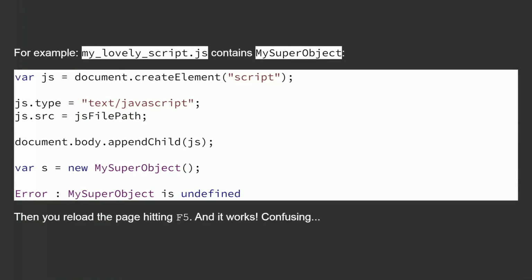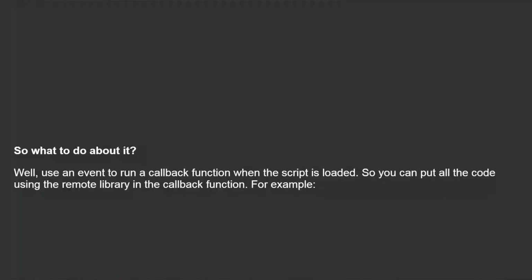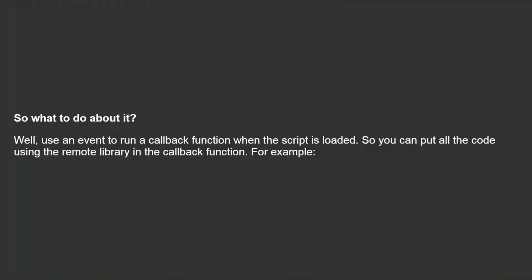For example, my_lovely_script.js contains MySuperObject. var js = document.createElement("script"); js.type = "text/javascript"; js.src = jsFilePath; document.body.appendChild(js); var s = new MySuperObject(); Error: MySuperObject is undefined. Then you reload the page hitting F5, and it works. Confusing. So what to do about it?